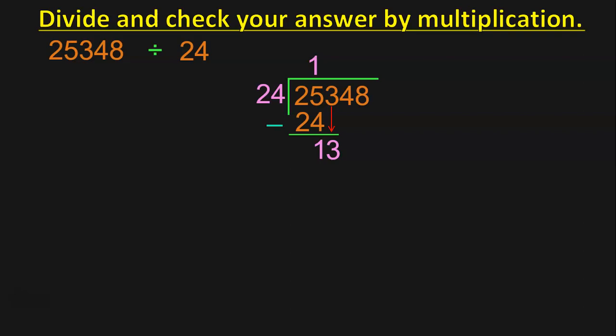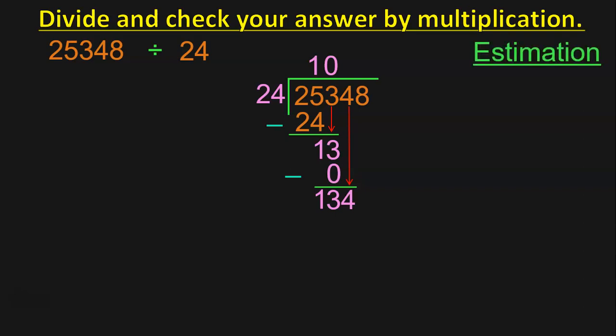In such cases, what you'll have to do? Put a 0 in the quotient. 0 into 24 is going to give you 0. 13 minus 0 is 13. So next step is to take and write down the next digit 4 near the remainder. So the remainder will be 134. Now we have to divide 134 by 24.